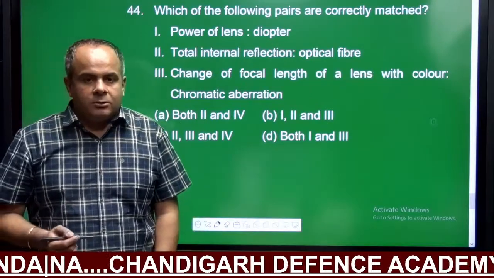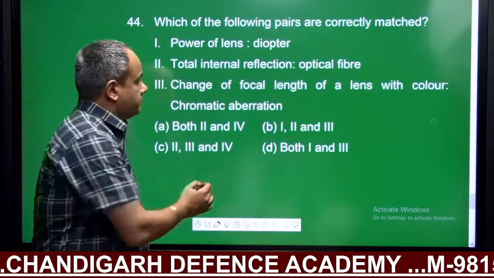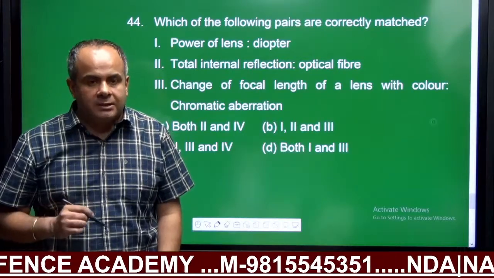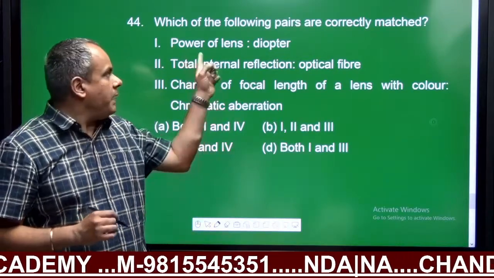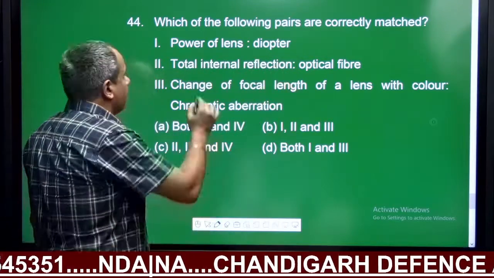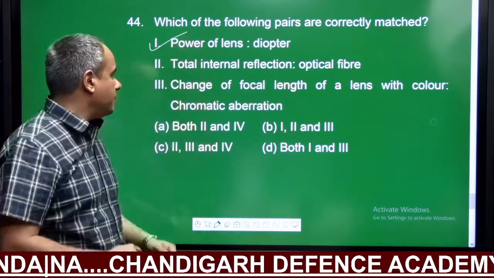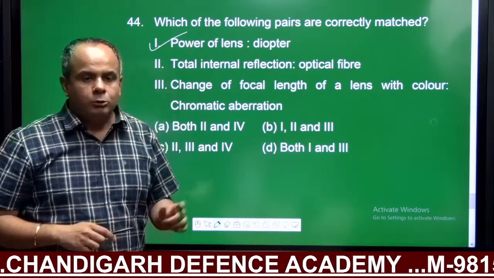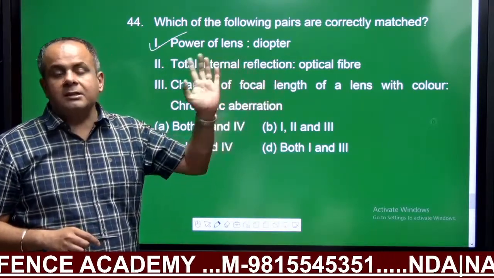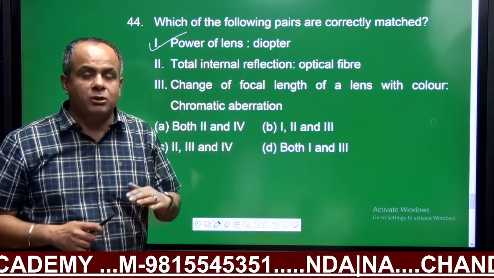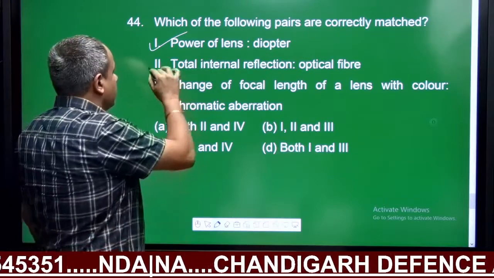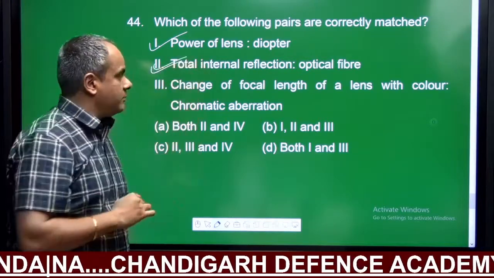मैचिंग का क्वेश्चन है, which of the following pairs are correctly matched? Power of lens, it is measured in diopter. So जो सही है उसको टिक मारो. ये तो सही है. Total internal reflection, it is a concept which is used in the communication of optical fiber cable. सही है, क्योंकि लाइट से सिग्नल भेजना है, तो सही है.